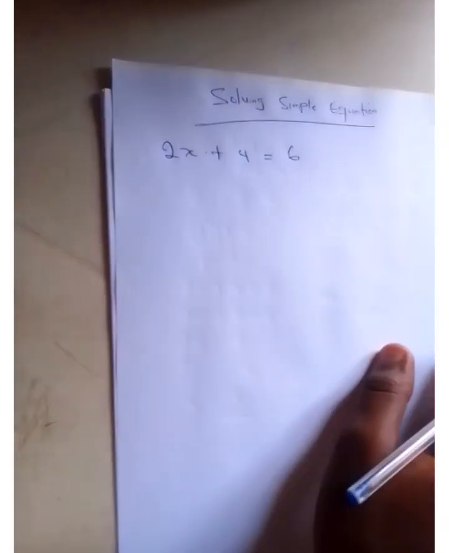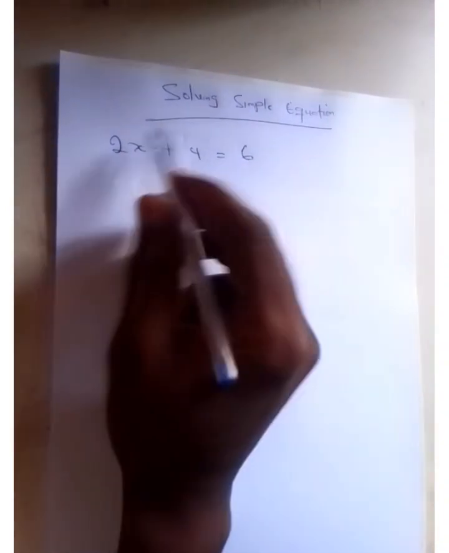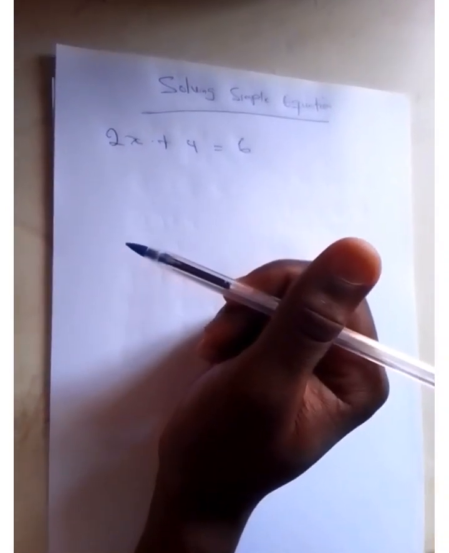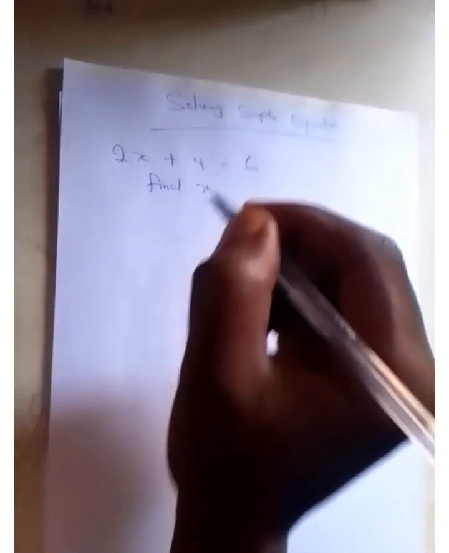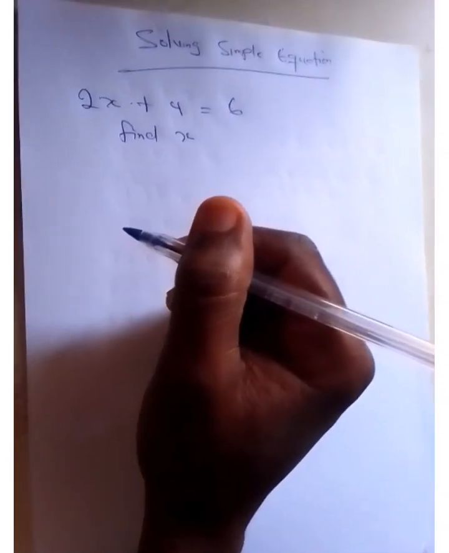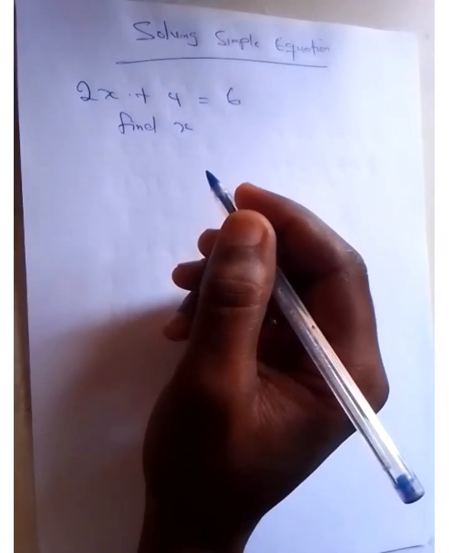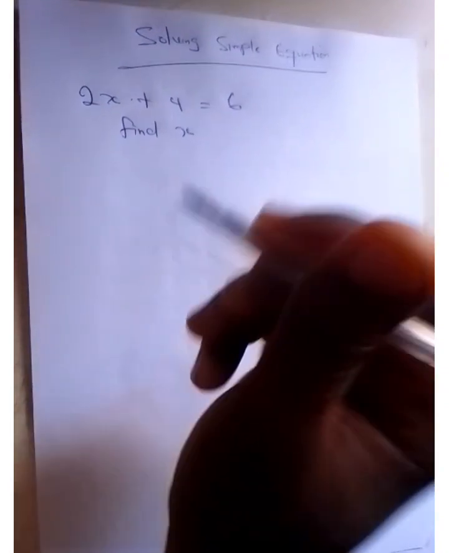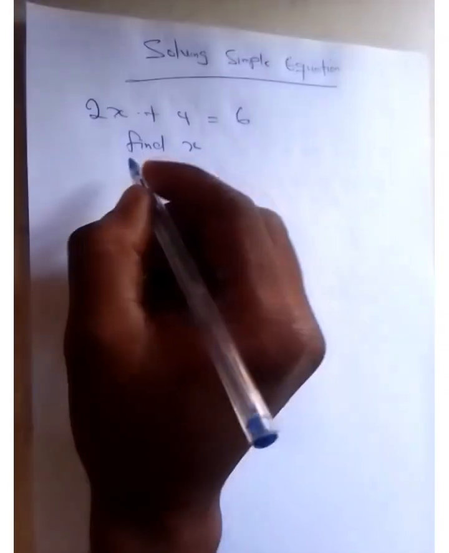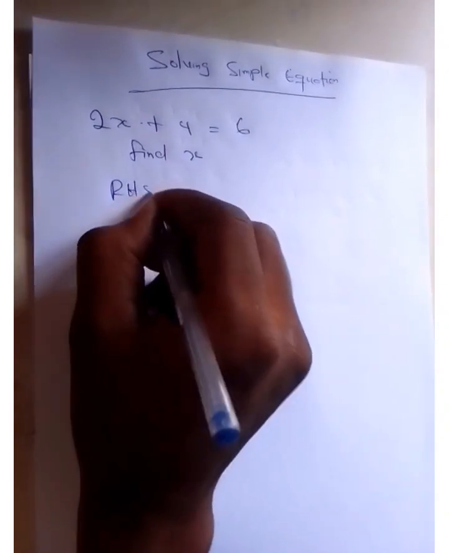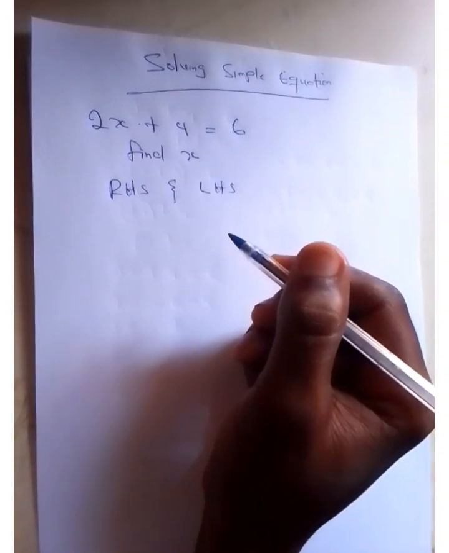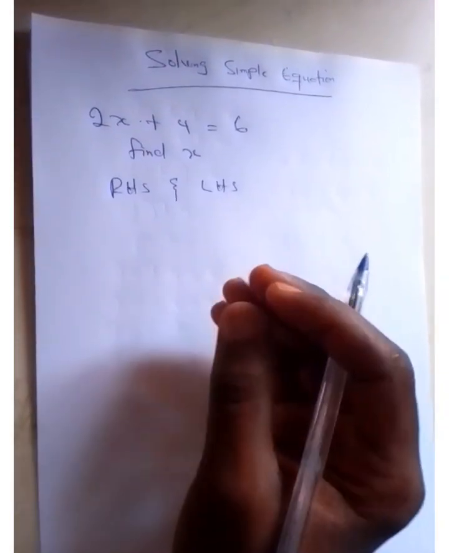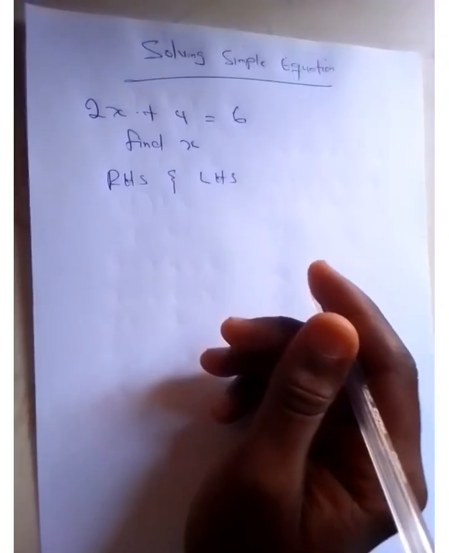Now, one of the first things to consider in solving simple equations such as this is to check what you are asked to find. Of course, you know that we'll be finding x in this equation, but how do we end up finding x? One thing I've learned is to check the right hand side and the left hand side of the equation and see on which side what you are asking for lies. Is it at the left hand side or at the right hand side?